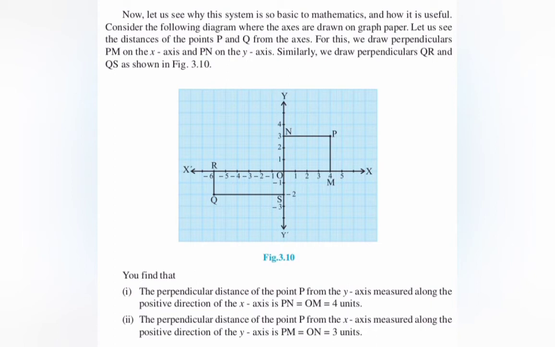Now the perpendicular distance of the point P from the x-axis, measured along the positive direction of the y-axis, is PM, and PM is equal to what? ON, and ON is 3 units. So you got the measurement of PM as 3 units, and this will be the y coordinate.